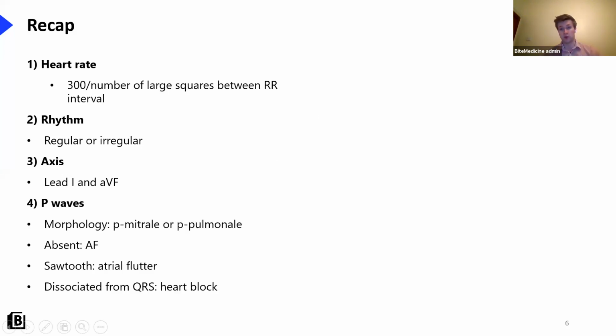P waves, you then go on to discuss P waves, and we'll be mentioning those today, particularly in relation to our tachycardias. So important to comment on morphology. If they have these sort of double peaks, they might indicate hypertrophy of the right or left atrium. If it's absent altogether, it might indicate atrial fibrillation. If you see them as a sawtooth pattern, which will definitely be relevant later on, that could indicate flutter. And if they're dissociated, then it implies that your atria are no longer communicating with your ventricles, and that would be cause for concern and could indicate heart block.